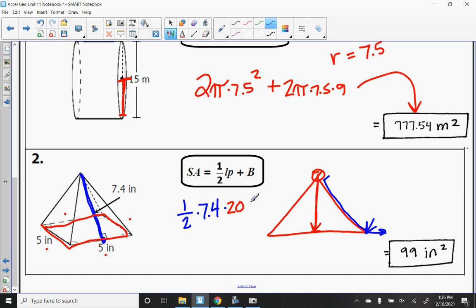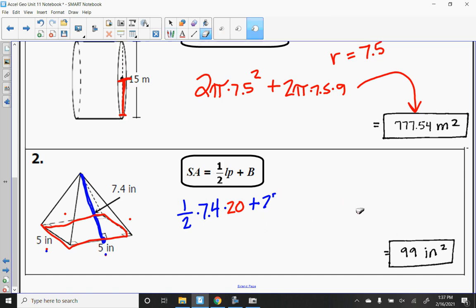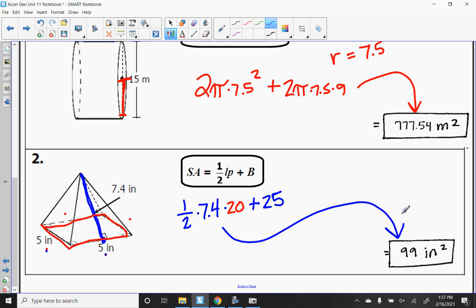Now the capital B means the area of the base, and the area of the base that this is sitting on is a square, and that's side times side, which is 5 times 5, and there is your final number that goes into this formula. So all that, let me rewrite this 5, put in your calculator correctly, should get you your 99 inches squared for area of this pyramid.